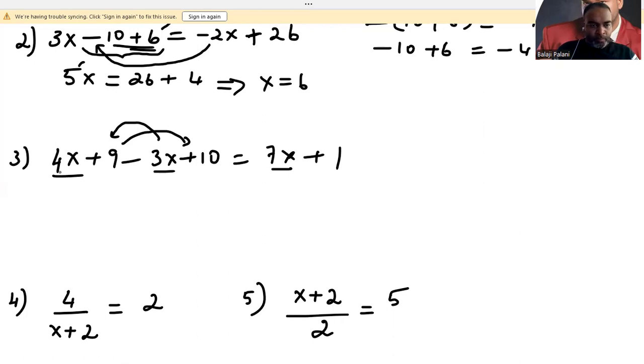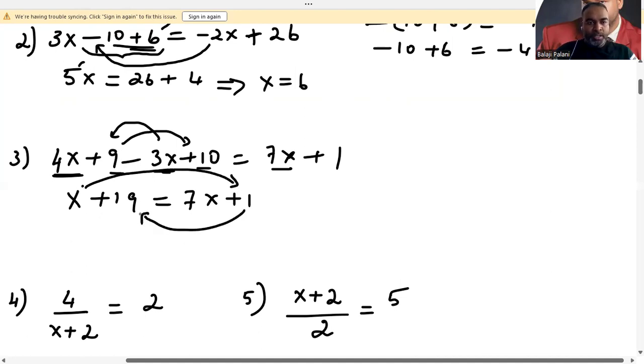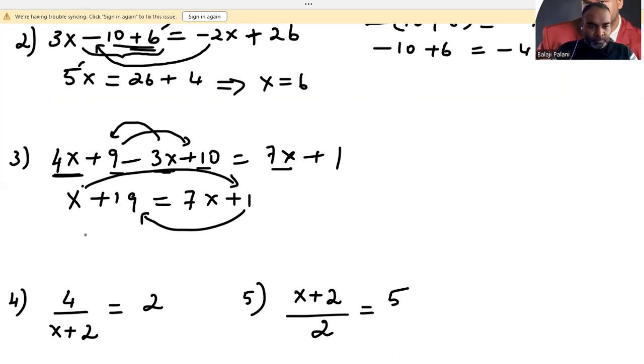Next எழுதும்போதே you group this 4x and minus 3x. It's going to be 1x or plus x, right? 10 and 9 is going to give you 19 is equal to 7x plus 1. All right. Now you can transpose the 7x to the left or you can transpose x to the right, however it is. எப்படி வேணும் நீங்க பண்ணலாம். Therefore 1 to the other side. Okay. நீங்க variable எங்க shift பண்றீங்களோ accordingly number on the other side.